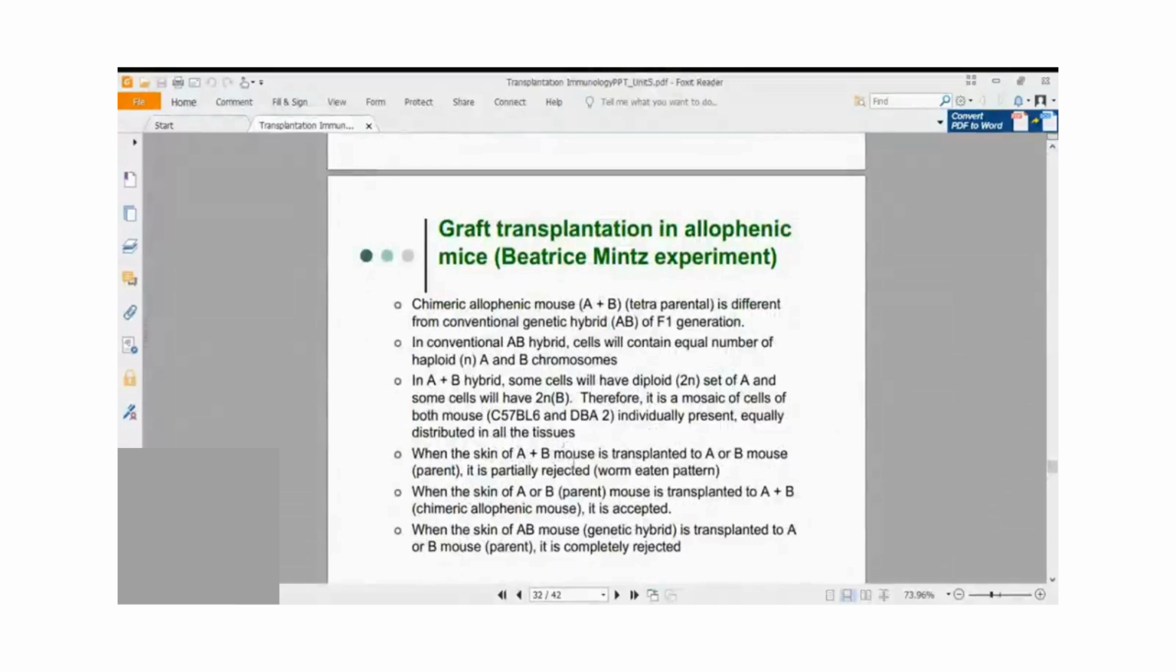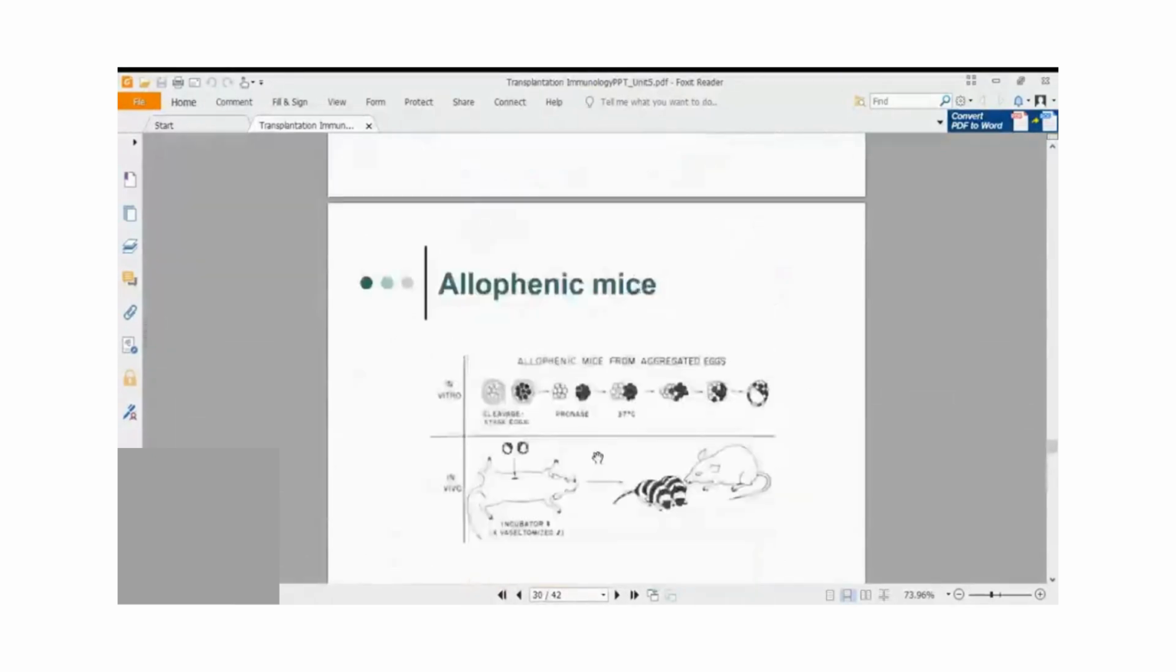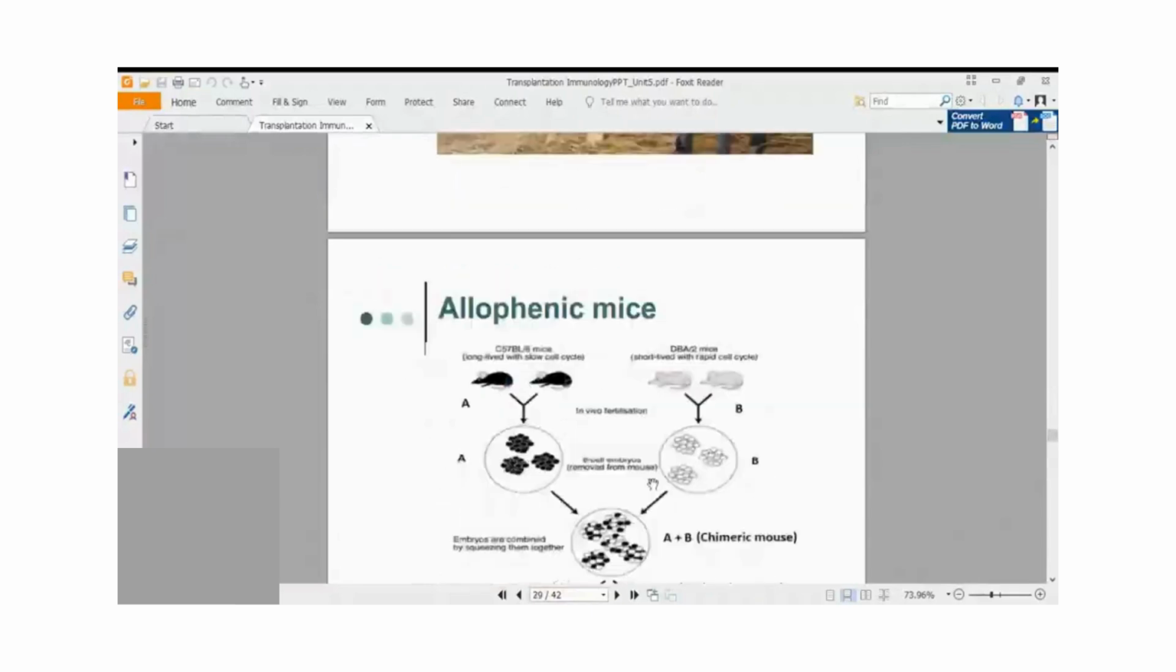Suppose you transplant the skin from this allophilic mice into a parent, that is A or B.